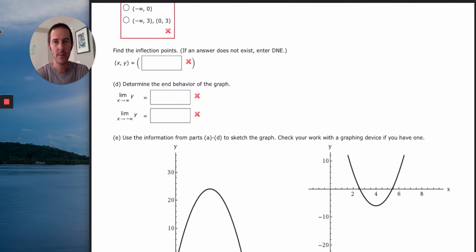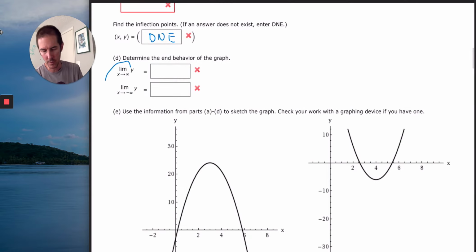The place where you have a change in concavity, for it to be an inflection point, your function has to be defined for that x value. Sometimes that happens, sometimes it doesn't. We saw instances of both in the previous video. So inflection points we have DNE. Excuse me, determine the end behavior of the graph.